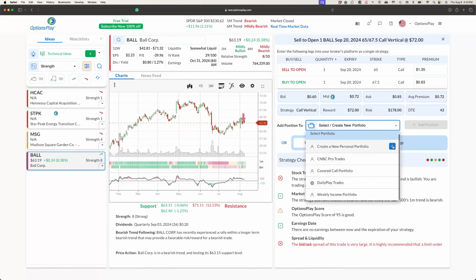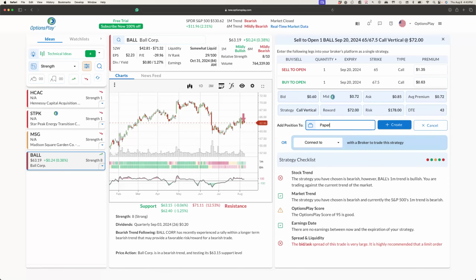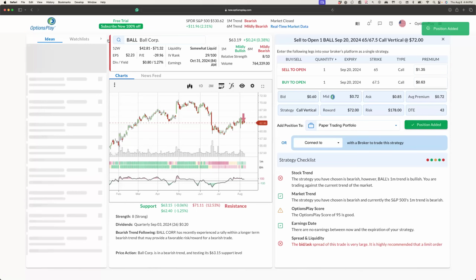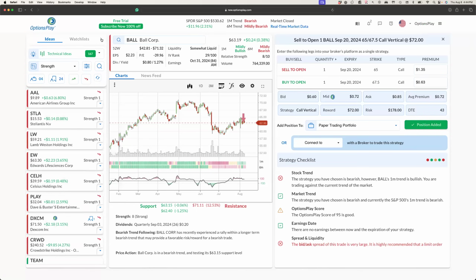So for example, if you want to create a portfolio for paper trading, you can do so. And you can simply add this trade to a specific portfolio that you've created. So if let's say you want to track this September 2060 67.5 call vertical that you collected 72 cents on, you can click on add position, and this will now show up in your portfolio that you can try out in terms of tracking this specific position and see how it plays out over the next few weeks. But the technical scans are designed to help you find these types of opportunities.